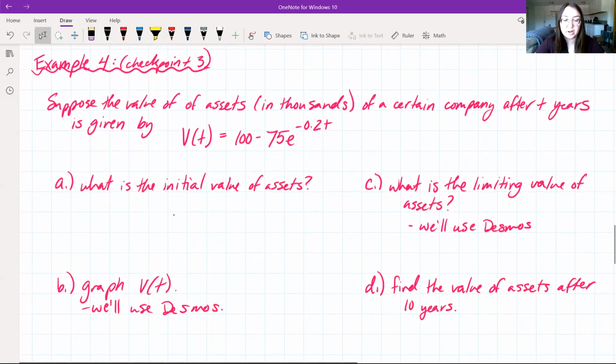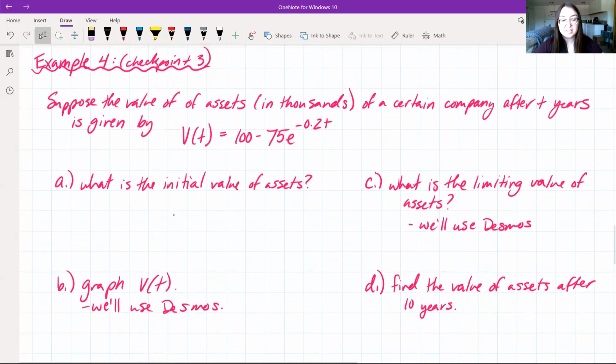For example, number 4 here, which is checkpoint 3 in your book. We suppose that the value of assets in thousands of a certain company after t years is given by V of t equals 100 minus 75 e to the negative 0.2t. So we ask, what is the initial value of assets? If we're looking for our initial value, this means that we're going to plug in t equals 0.